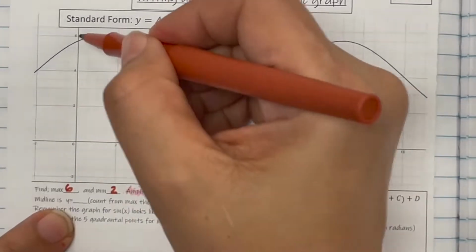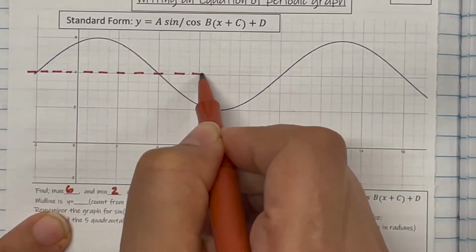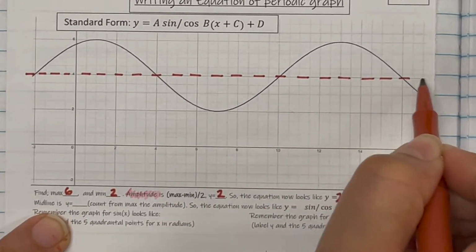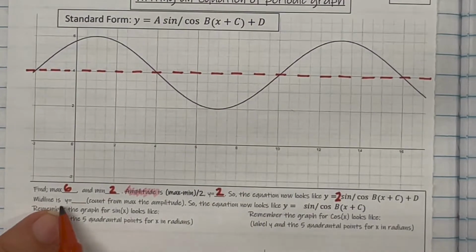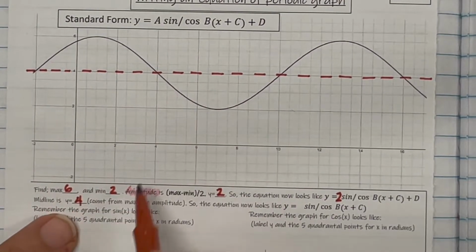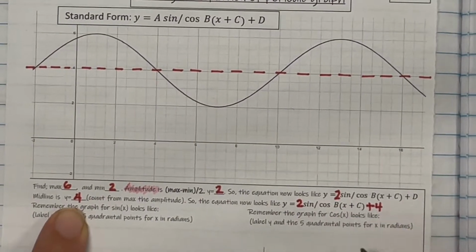You can use your amplitude to find your midline. So you know your amplitude is 2, so it goes from 6 to 4. Or you can start from the minimum from 2 to 4, going up by 2, your amplitude. Do not forget that your midline is always y equals, so that's y equals 4. All right, so now you're going to put that in the equation. Where does your midline go? It goes right at the end, so plus 4.